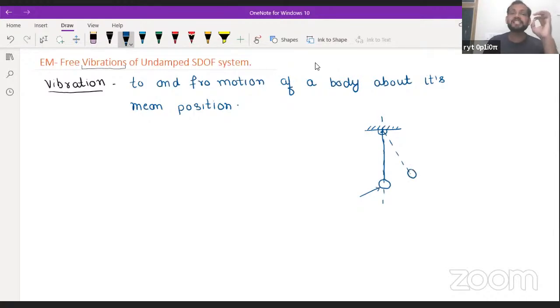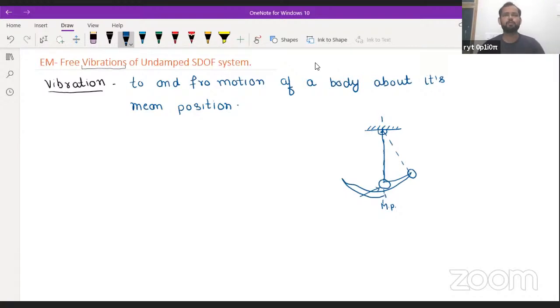Now, what is the vibration? When the system is displaced from its mean position, the system performs the to and fro motion about its mean position. So the body goes like this, again like this, and again like this. After a certain interval of time, it repeats its path about the mean position, and this motion is known as the vibration. So this is all about the vibration.